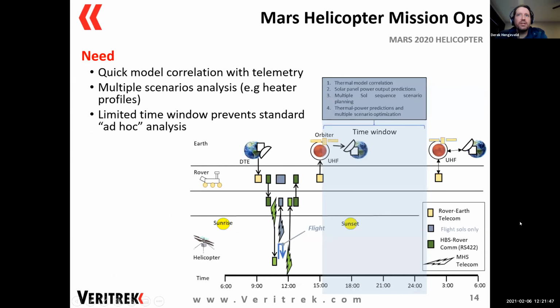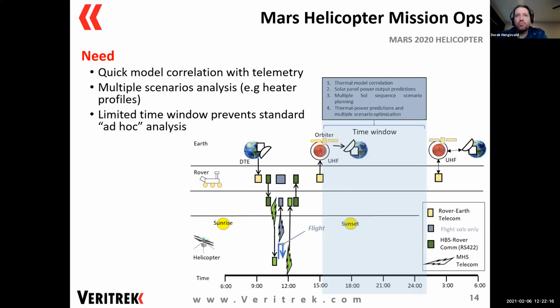Okay, so here is an image of kind of a day in the life of the helicopter. I'm not going to go into all the details of this. Essentially, we're relaying information from Earth out to the rover. The rover gets information and pushes that to the helicopter. The helicopter goes and does its flight. It comes back to the rover, and then the rover, through some satellite links, gets information back to Earth.